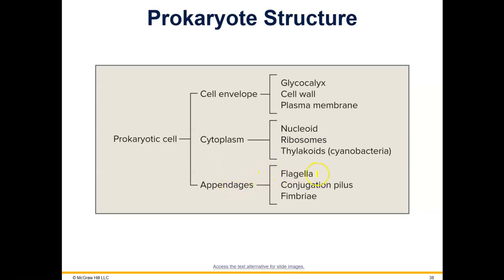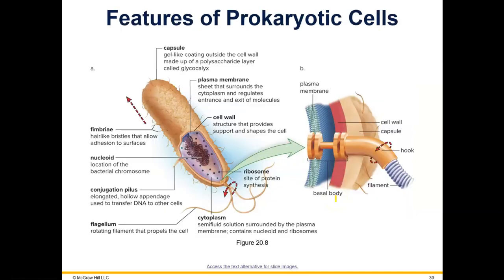Some bacteria will have flagella for movement. Some will have a conjugation pilus for exchanging DNA with other bacteria. And then some will have fimbriae for helping them attach. And this is a picture of the structures that you might find in prokaryotic cells. They all have a plasma membrane and a cell wall and a capsule, which is called a glycocalyx. They all have ribosomes, and they have a nucleoid region that contains the bacterial chromosome. They all have cytoplasm. Some have flagella, some have conjugation pilus, some have fimbriae.